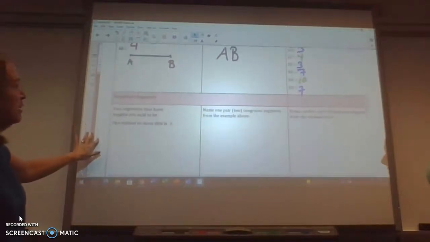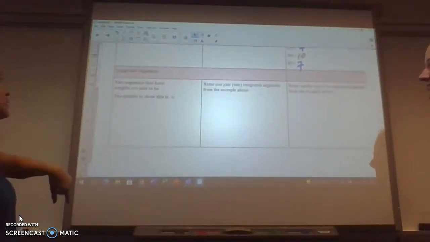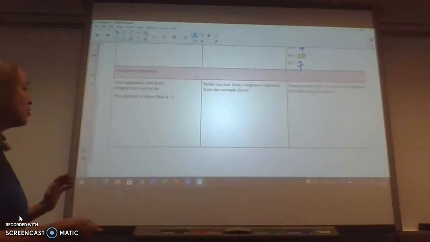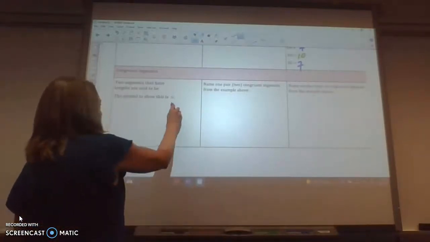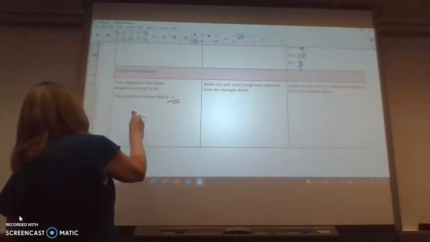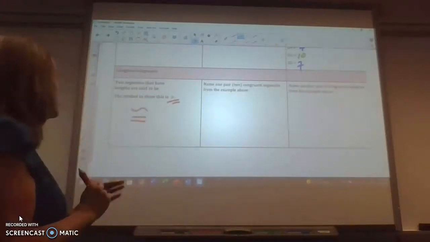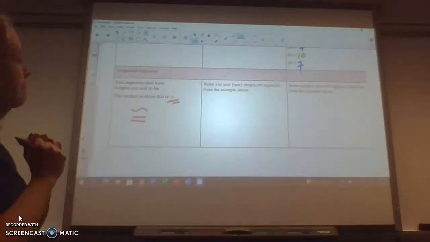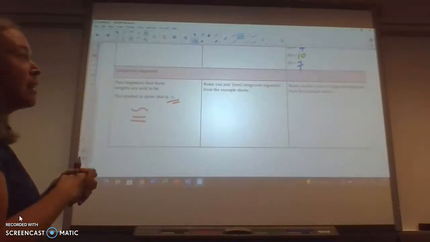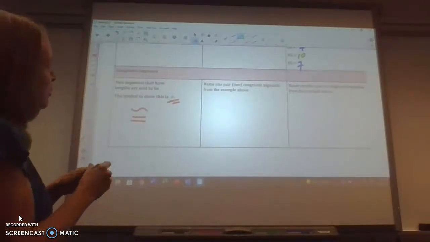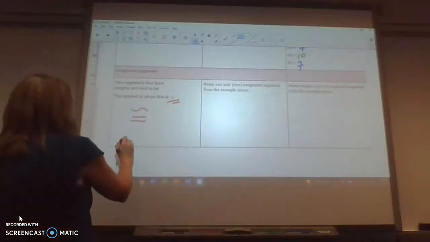No one's sleeping. Congruent segments. So we have segments that are congruent, and we use this symbol here to say that they're congruent. Looks like this. Equal sign with a wave. It's the equal sign doing the wave. What does congruent mean, Miss Cintron? Congruent means they have the same measure. Do you write that? I think we do.